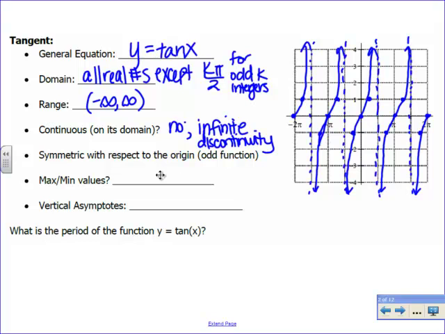It is symmetric with respect to the origin. It is odd. If you rotate your paper 180 degrees by turning it upside down, it should look exactly the same. Minimum and maximum values, there should be none because you're approaching positive and negative infinity. But there are plenty of vertical asymptotes, and they happen at all of the places that were excluded from our domain. So they're all at x equals k pi over 2 for odd integers k.